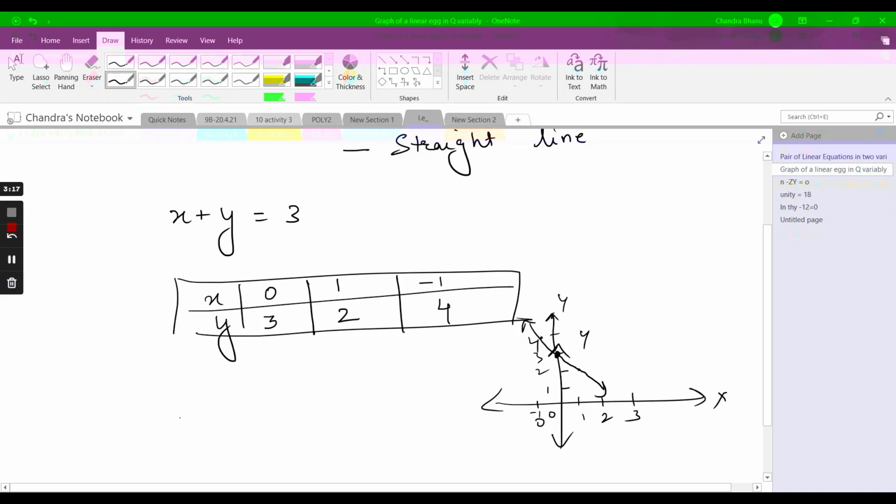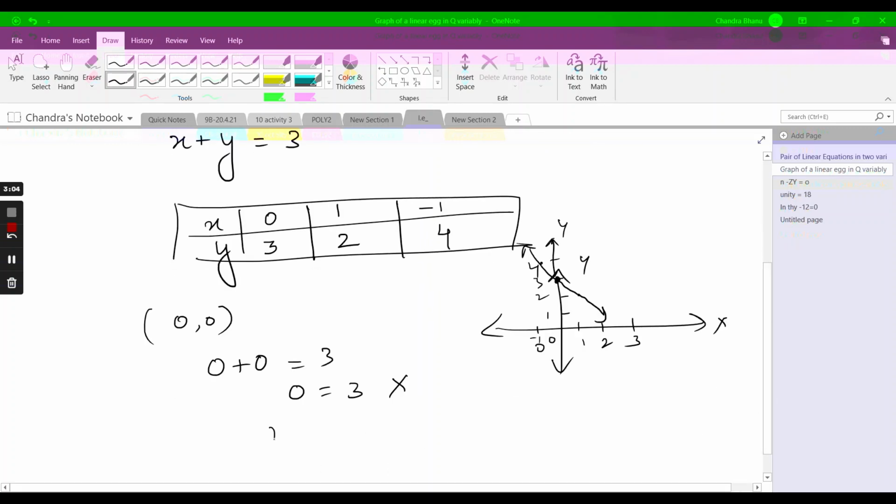Suppose I want to check whether (0, 0) is a solution of this or not. Just substitute it in the equation. Are you getting 0 is equal to 3? No. So that means it is not a solution. And I can see on the graph here that (0, 0) is not lying on the line.